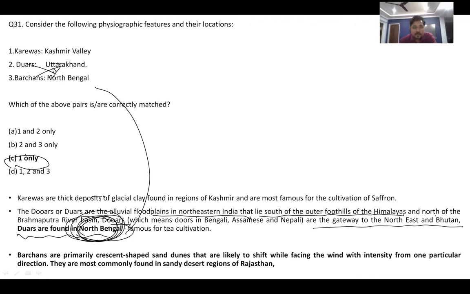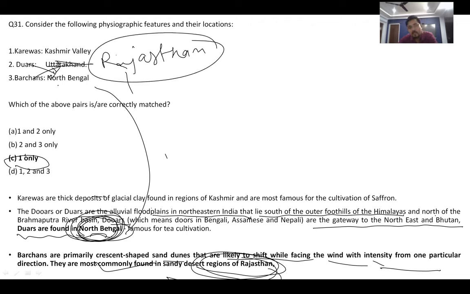Barchans are primarily crescent-shaped sand dunes that are likely to shift while facing the wind with intensity from one particular direction. They are commonly found in sandy desert regions in Rajasthan. So if there is an option like Rajasthan, then it might be correct.